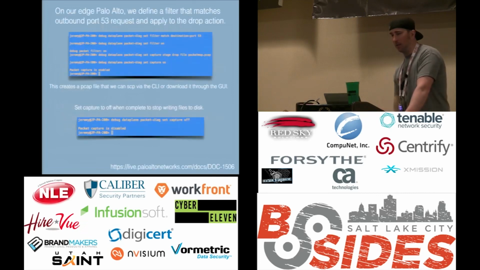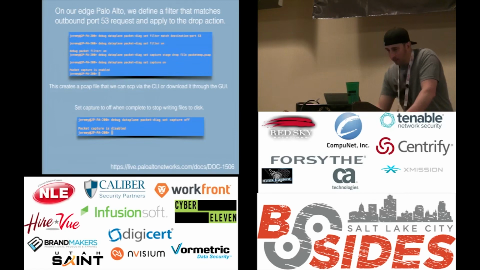So in this instance, we're going to use a Palo Alto. You could certainly use a Cisco ASA, or if you absolutely had to, probably a Fortinet, I suppose. Maybe a Juniper if you're strapped.